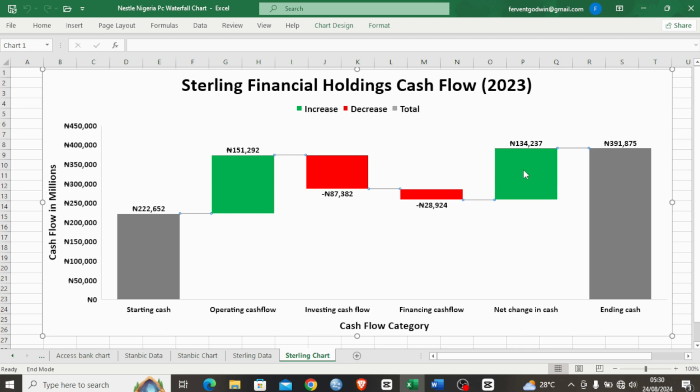To wrap everything up, it's imperative to take a look at the cash flow of any company you are investing in. Take a look at the cash flow to see what the operating cash flow looks like, what their investing cash flow looks like, and what their financing cash flow looks like, because it also helps you get a glance at their operational efficiency and all of that.